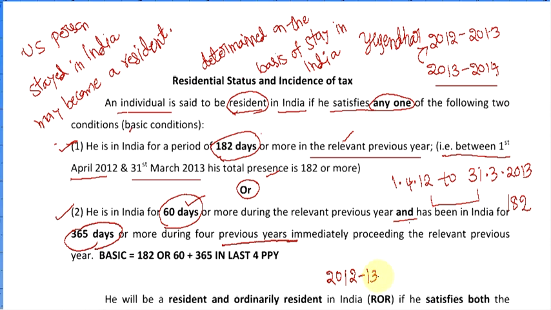In 2012-13, he must stay 60 days, minimum 60 days. Plus, not only this, he must stay in the remaining four previous years. What are they? 2012-13 is the relevant previous year.